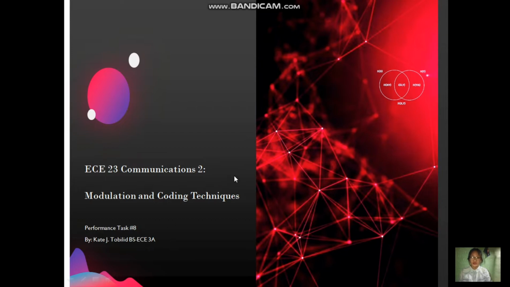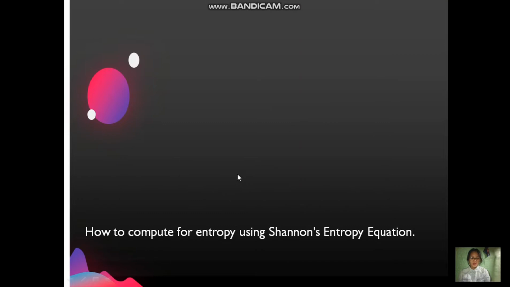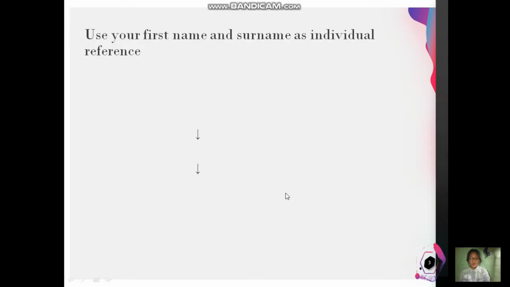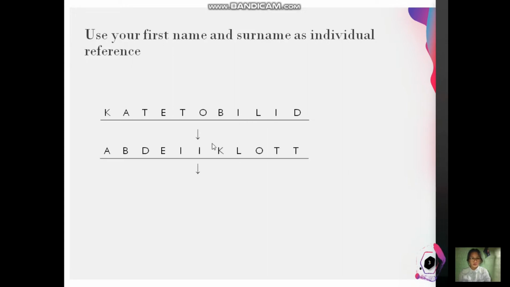Performance task number 8 in ECE 23. Today I will teach you how to compute for entropy using Shannon's entropy equation. What you're going to do is use your first name and surname as individual reference. So my name is Kate Bilid.